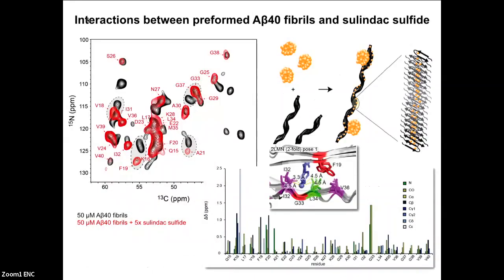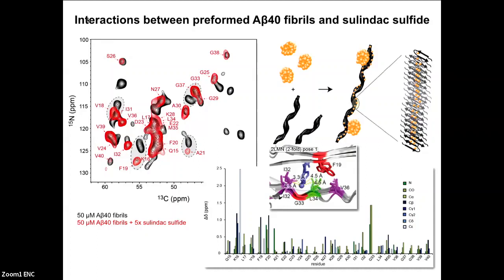And when we titrate sulindac sulfide to A-beta, then we actually observed large chemical shift changes. So for example, this alanine 21 signal totally disappears and a new signal pops up, which would tell us that a small molecule is binding to each and every peptide in the fibril, because otherwise you would still see some intensity at the original peak, or you would get a smear and broadening of the resonances, but it's not the case. So we see that the peaks recorded in the absence disappear, new peaks show up.